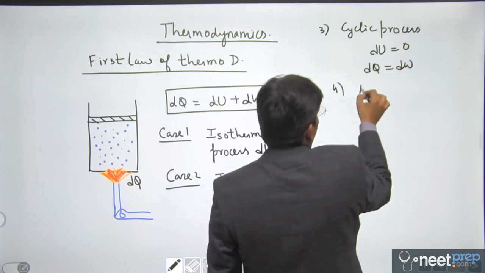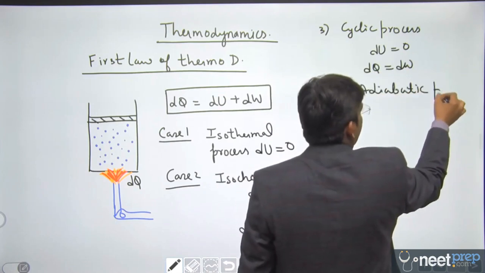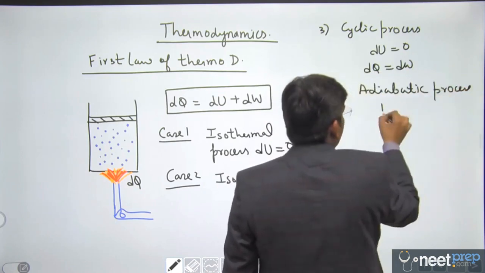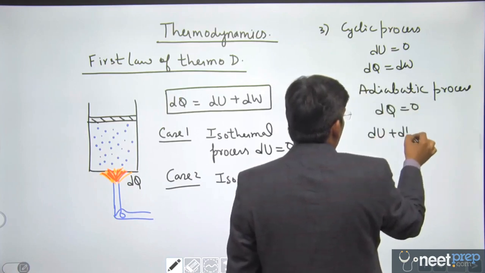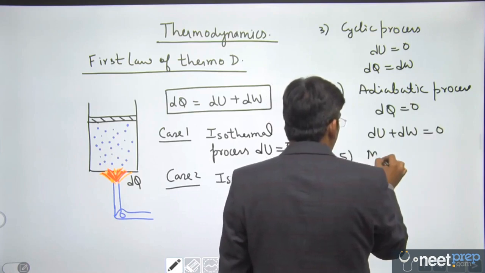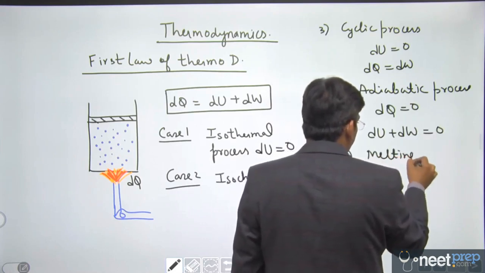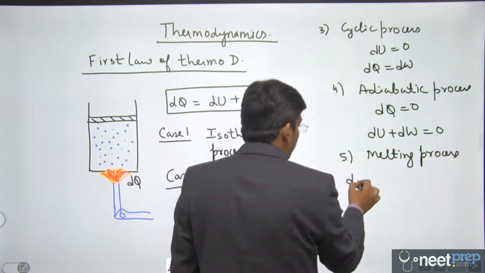Suppose you have an adiabatic process now. For an adiabatic process, there is no exchange of heat between system and surrounding, dQ is 0. So dU plus dW is 0, right dear students? Next we have, say, the melting process. For the melting process, dQ is dU plus dW, right?